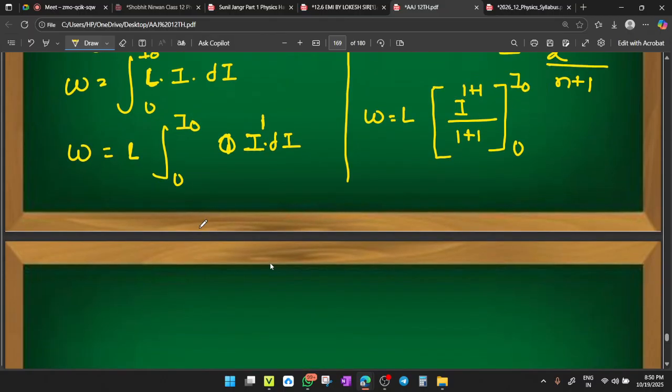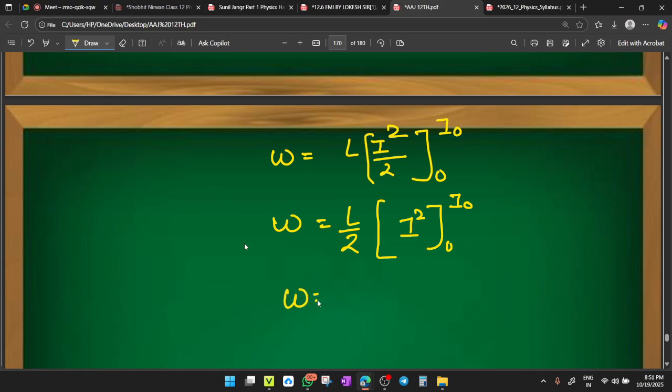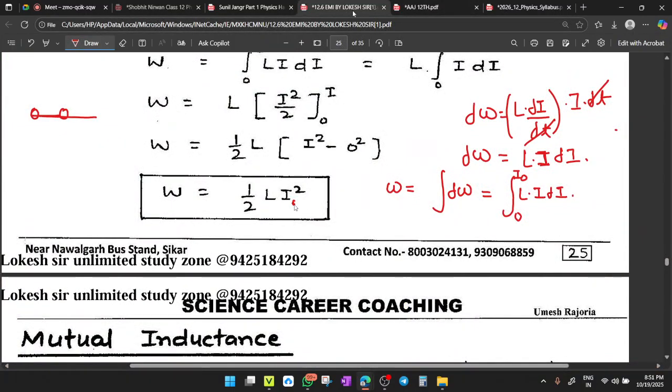So W is equals to L i to the power 2 upon 2, and lower limit is 0, upper limit is I naught. Now 2 is a constant, so you can take it out. Only the variable part i square will be inside the bracket. Apply the limit 0 to I0. So L by 2, apply the maximum value equals to I naught square and minimum value equal to 0 square. So W will be equals to half L I naught square. This is the stored energy by the inductor.